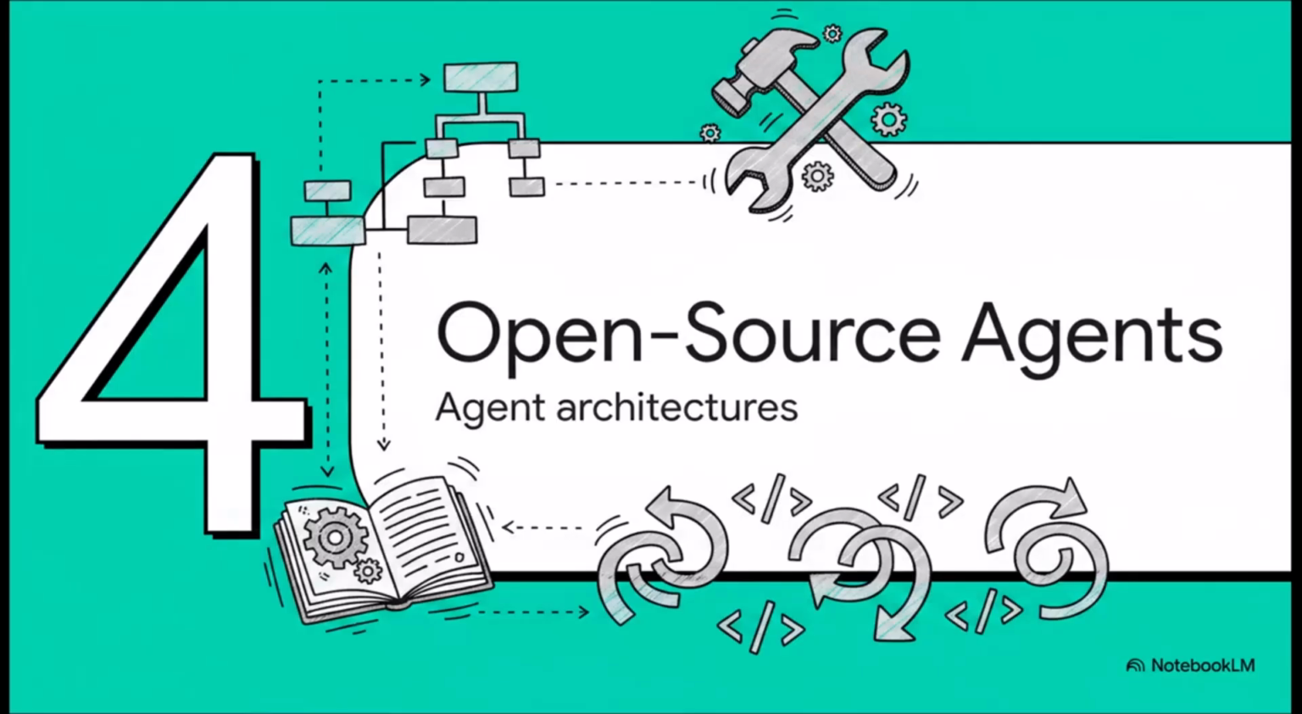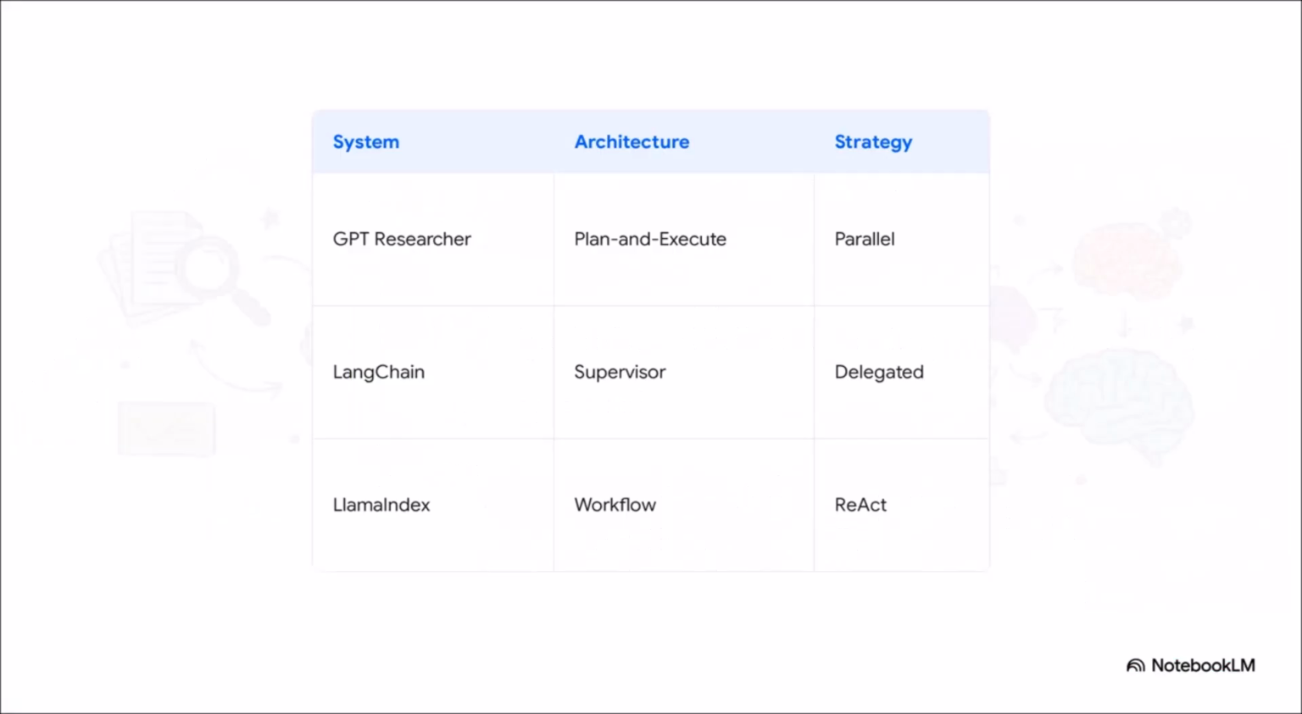All right, part 4, open source agent architectures. Let's step into the workshop and see how people are actually building these. When you compare the big open source architectures out there right now, you see some distinct strategies. Take GPT Researcher. It uses a plan and execute architecture, relying on parallel crawlers to scrape over 20 sources per task.